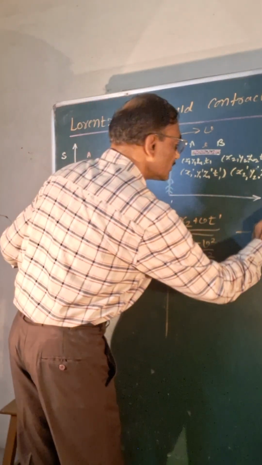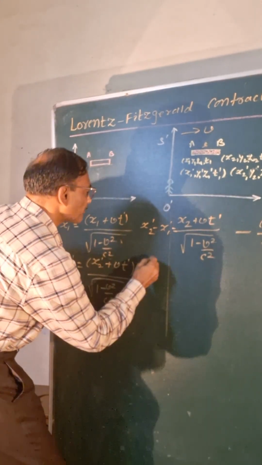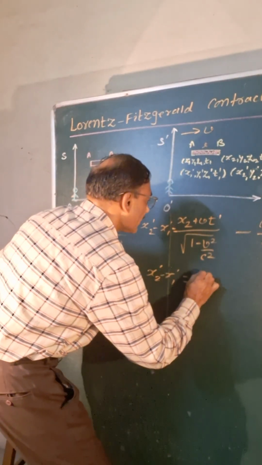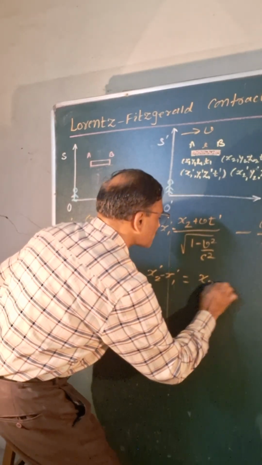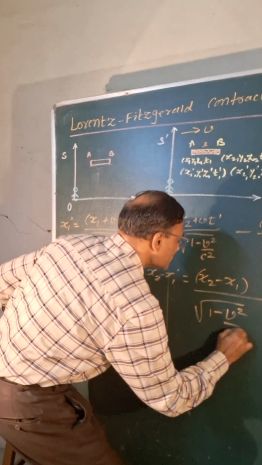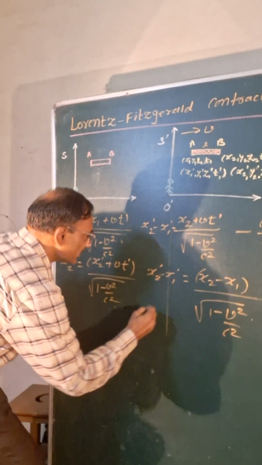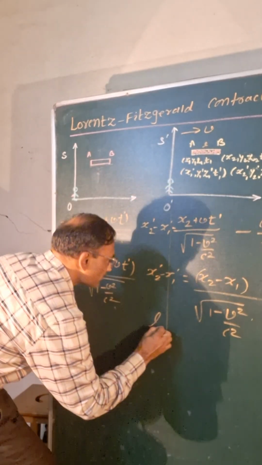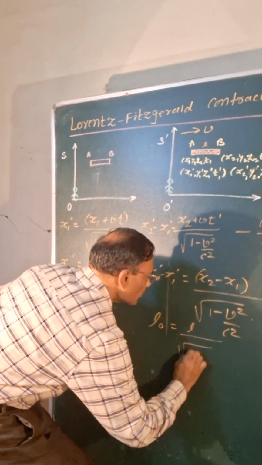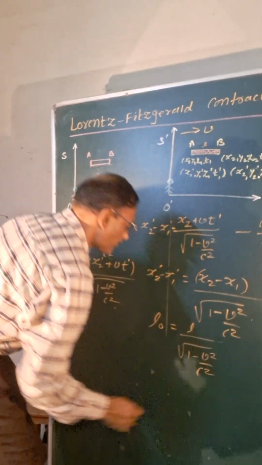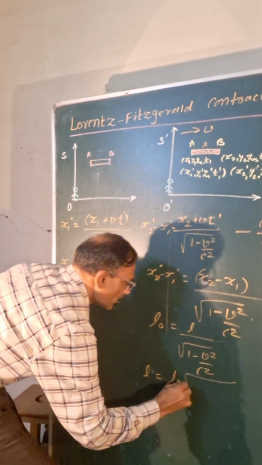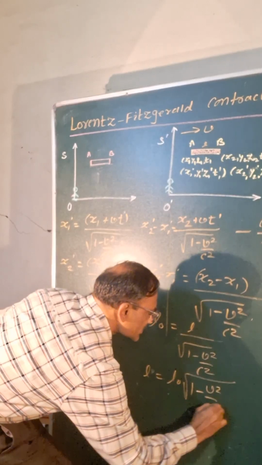I am sorry, this is not here dash, so I can write x2 dash minus x1 dash is equal to x2 minus x1 divided by under root 1 minus v square upon c square. After solving this, we get x2 dash minus x1 dash, which is L0, is equal to x2 minus x1, which is L, divided by under root 1 minus v square upon c square. So I can write here L is equal to L0 into under root 1 minus v square upon c square.